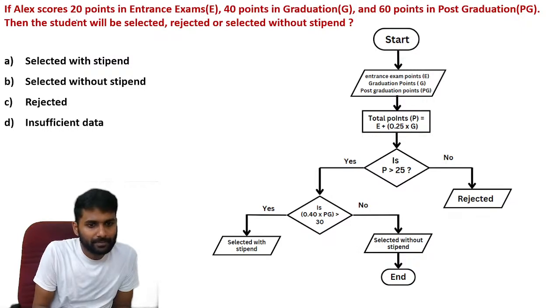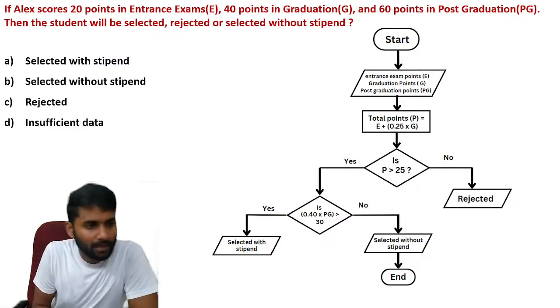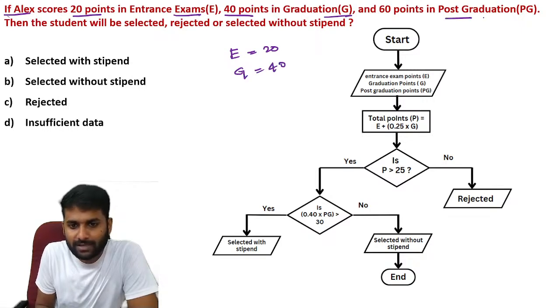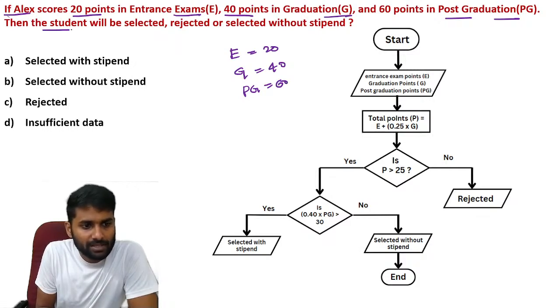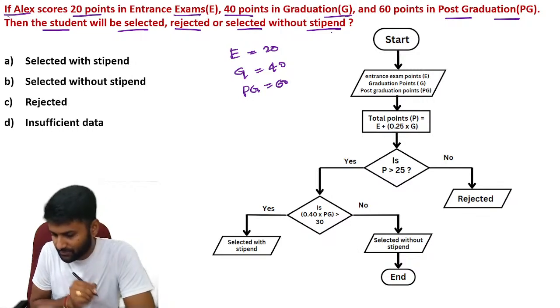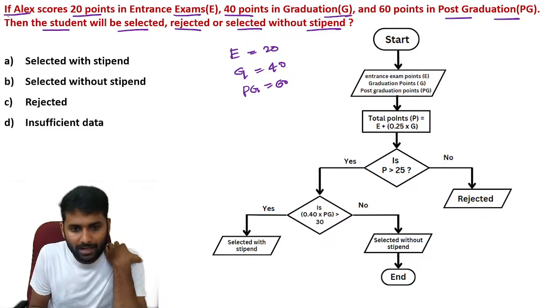Now see here, understand this flowchart. Alex scored 20 points in the entrance examination, 40 points in graduation, and 60 points in post graduation. Then the student will be selected, rejected, or selected without stipend. So we have three options. Let's start with the information: entrance, graduate score, and postgraduate score.